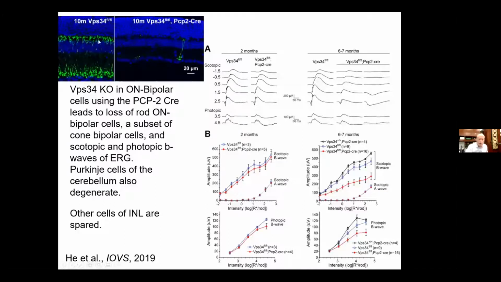But you lose the on bipolar cells, particularly the rod on bipolar cells, which are stained by PKC alpha up here. The cells that do not express PCP2 are not lost. So loss of the PCP2 expressing cells does not lead to death of the other cells. And you see not a complete abolition of the ERG, but you see a diminution in the amplitude of the scotopic and photopic B waves due to the loss of bipolar cells. And in contrast to the rod cell knockout, this is a rather slowly progressing disease.